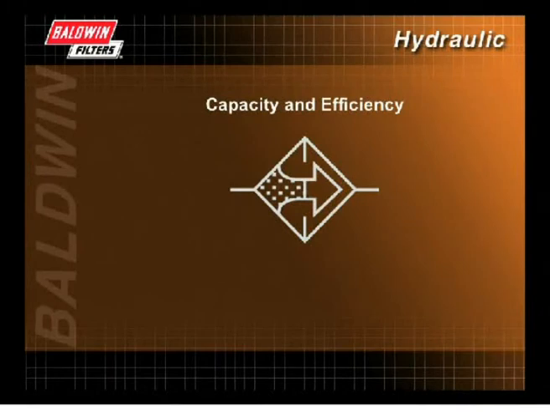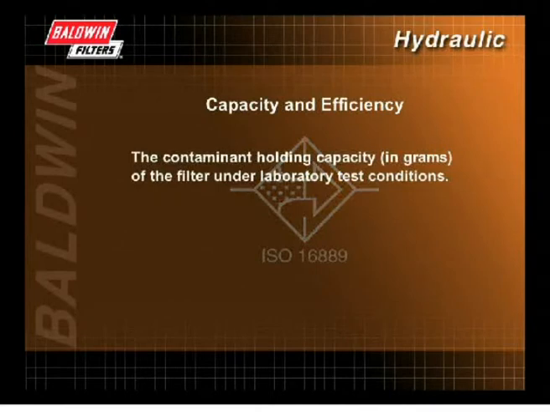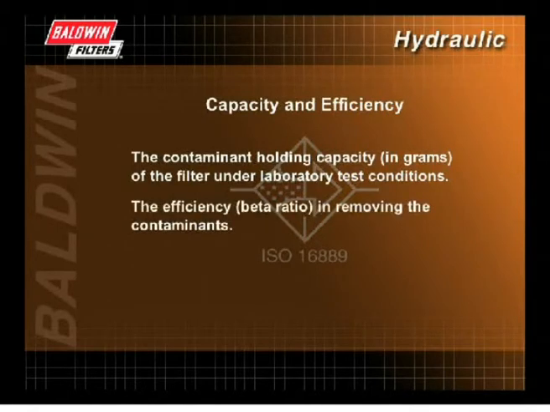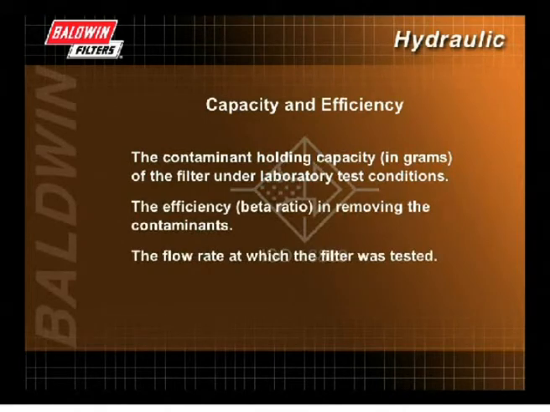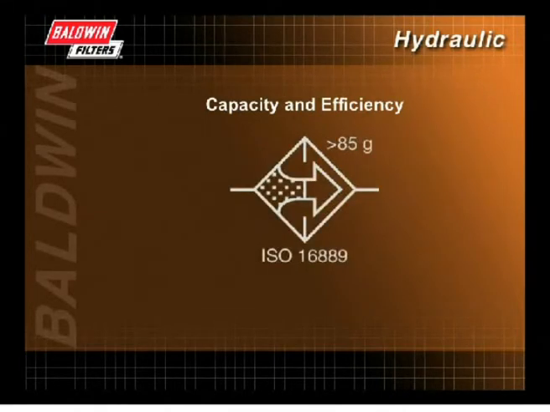Capacity and efficiency is determined by the ISO 16889 multi-pass test. This symbol indicates the contaminant holding capacity in grams of the filter under laboratory test conditions, the efficiency or beta ratio in removing the contaminants, and the flow rate at which the filter was tested. In this example, the filter has a holding capacity of 85 grams of a standardized contaminant. The filter's beta ratio is at least 50% efficient in removing particles which are 10 microns in size or larger. And the fluid flow rate at which the filter was tested is 1.2 liters per second, or equal to about 20 gallons per minute.